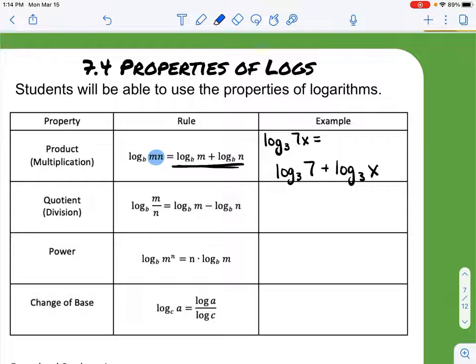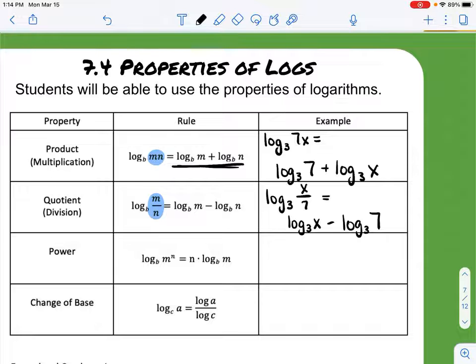Quotient rule works similarly. These are kind of like our exponent rules, honestly. If you have log base b of m over n, this is equivalent to log base b of m minus log base b of n. So, for example, if you have log base 3 of x over 7, this is equivalent to log base 3 of x minus log base 3 of 7.